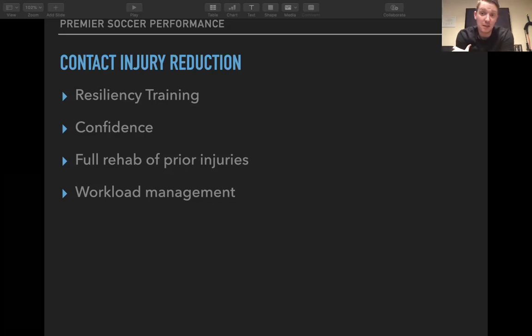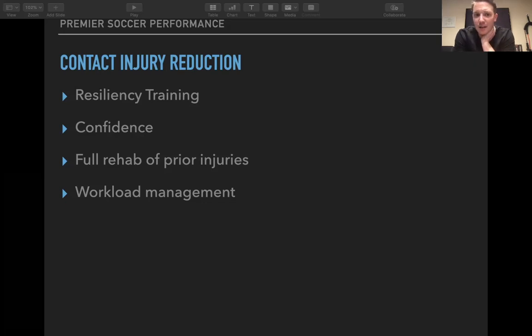Workload management is going to be another big one, right? So if someone's chronically fatigued and stressed, they're going to be more likely to get injured. And then full rehab of prior injuries, right? The number one factor that's been researched for predicting injury is a prior injury. So if I sprain my ankle once, I'm at a highly significant rate of re-injury, okay? And that goes for any injury in the body, hamstring strains, ACL injuries. Once you've had one of them, you're more likely to get it again.